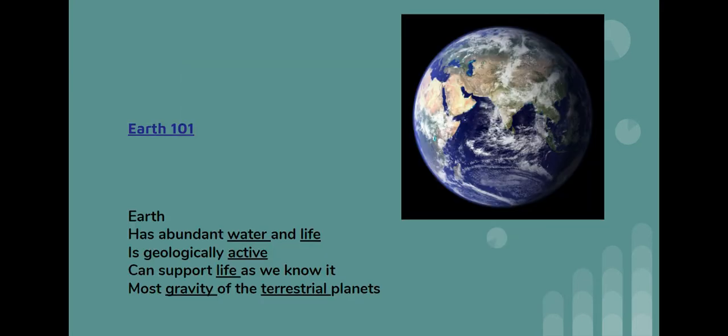All right, Venus. Earth, our home planet, has abundant water and life, is geologically active, can support life as we know it. Most gravity of the terrestrial planets. Interesting. So we must have the most mass. So, Earth.